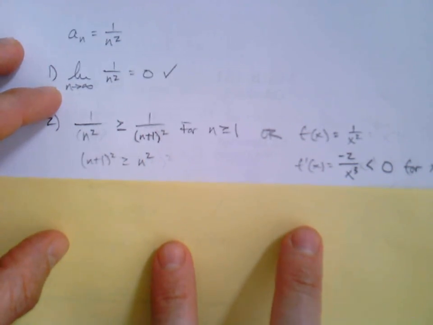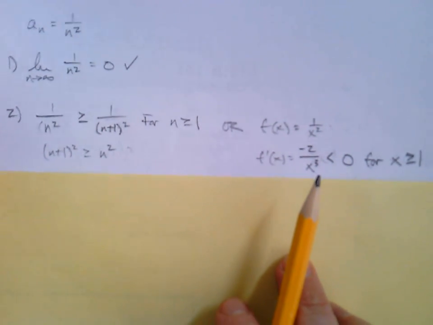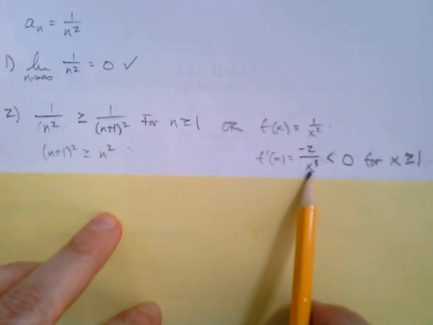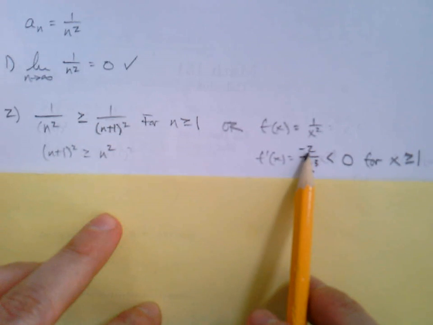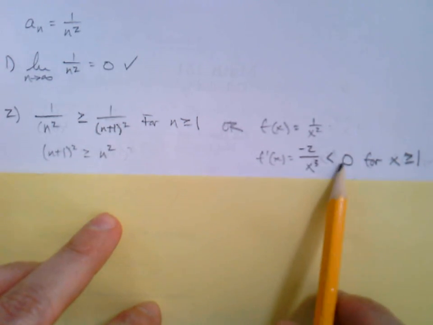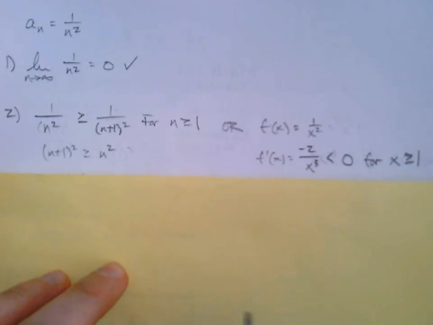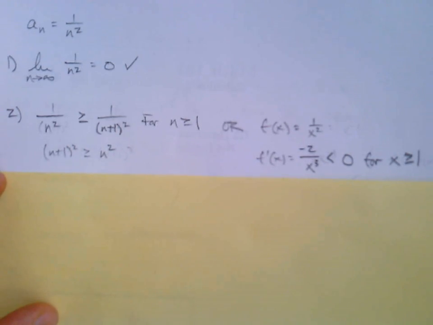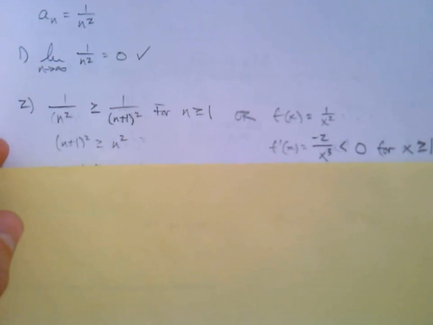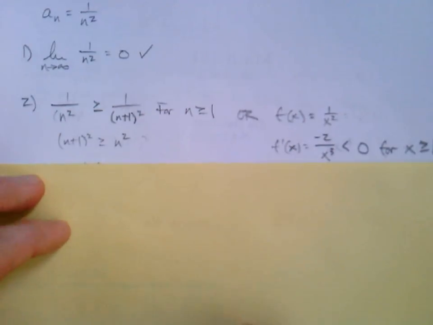I mean, the derivative, there's really not much to say. I think this is pretty much it, actually. So if we take that derivative, well, yeah, that's a -2 over x to the third. It's always a negative over a positive, so that's always less than 0 for x greater than or equal to 1. That's a great way to show it, and you'd be done. Or you could show it algebraically.